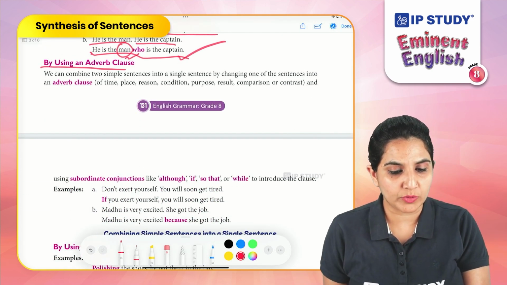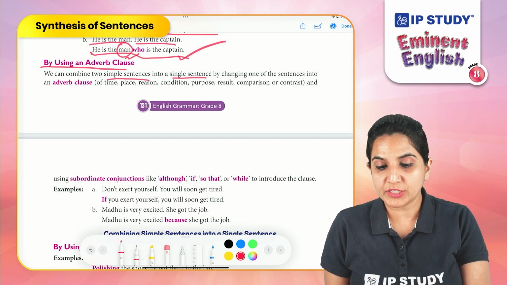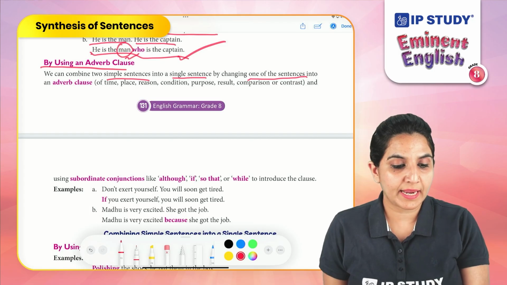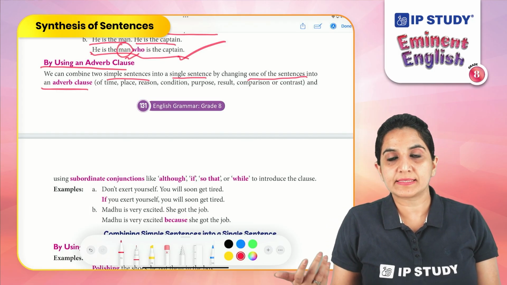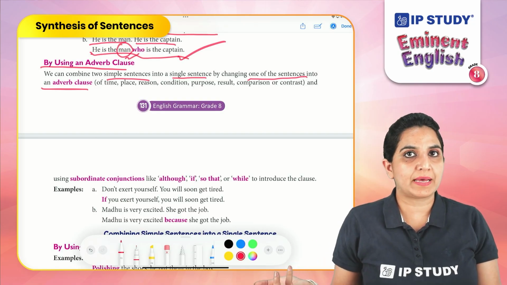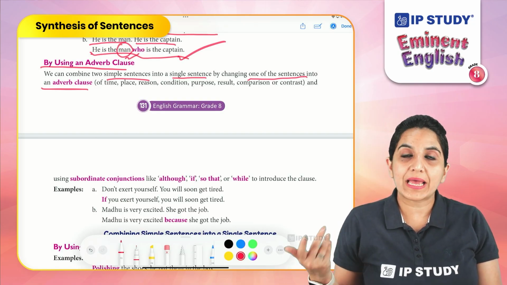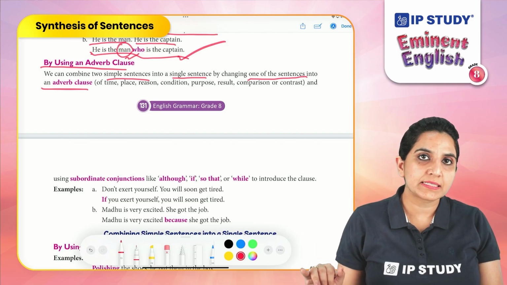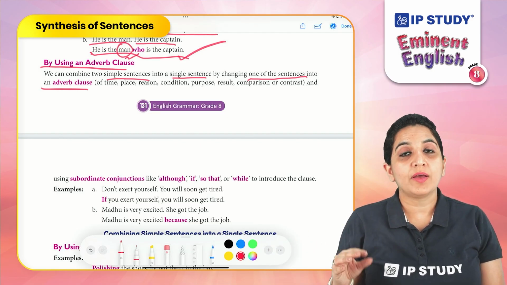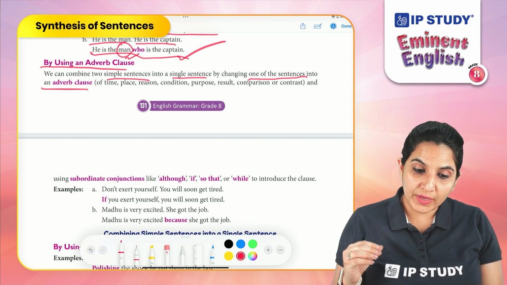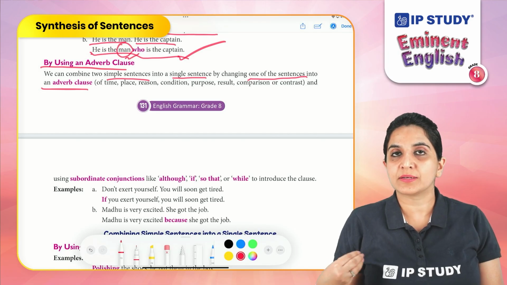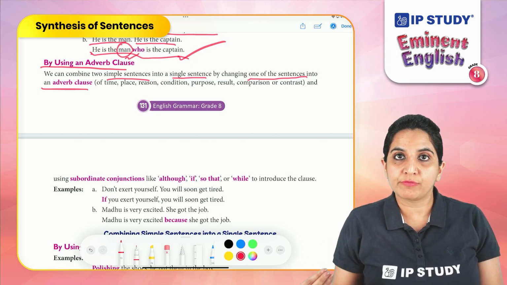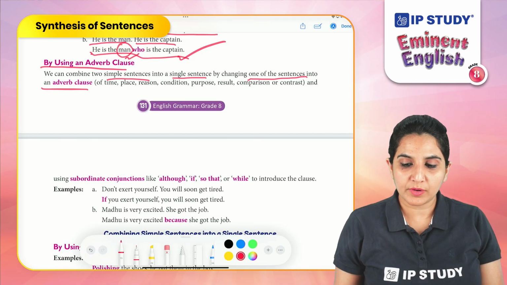By using an adverb clause, we can combine two simple sentences into a single sentence by changing one of the sentences into an adverb clause. That means they describe the time, place, reason, condition, purpose, result, or comparison. That means when something is happening, where something is happening, how, what is the result, what is the comparison. So when they describe in one of the sentences, they act as an adverb. They describe more about the timings, the quality, the place, how often, the frequency. They become an adverb clause.